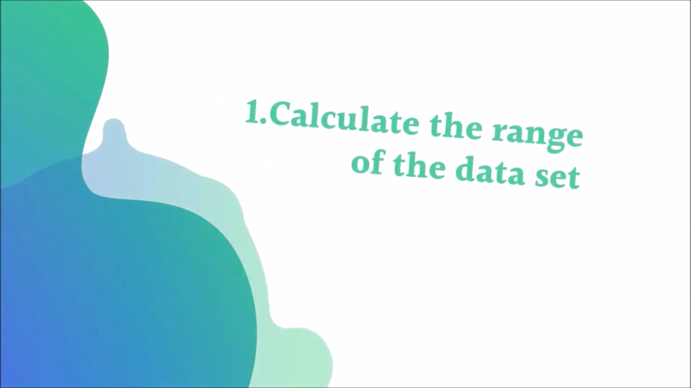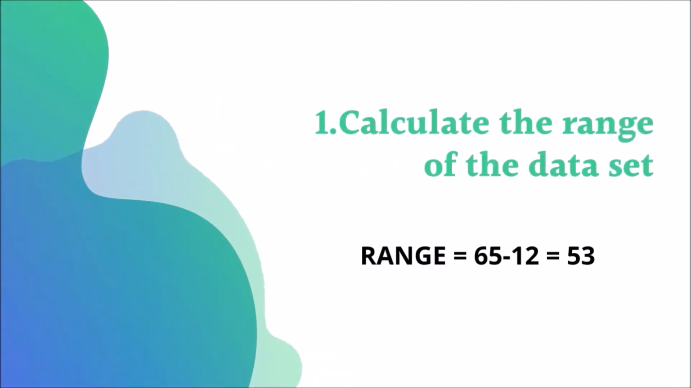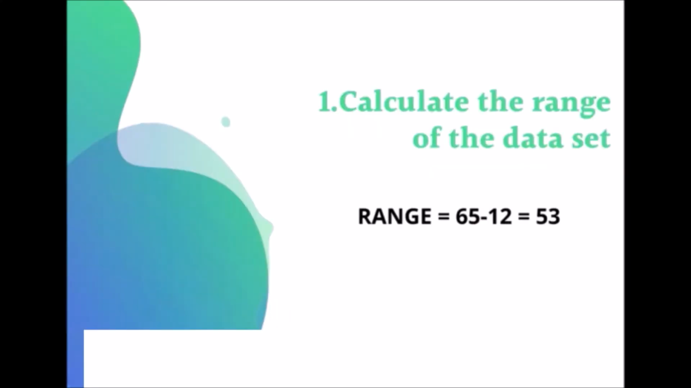Step 1. Calculate the range of the dataset. The range is the difference between the largest value and the smallest value. We need this to figure out how much space we need to divide into groups. So 65 in our table is the largest value and 12 is the smallest value, so we subtract them. 65 minus 12 equals 53, and 53 is our data range.